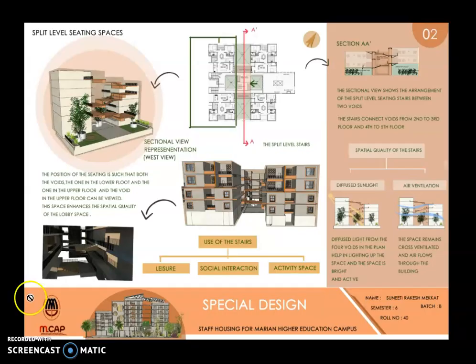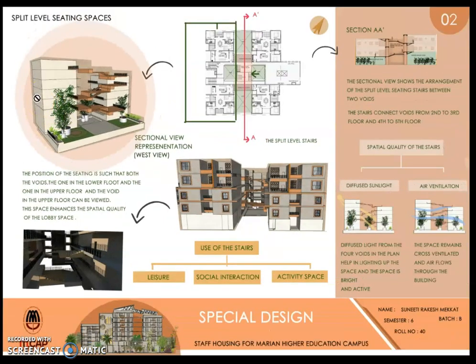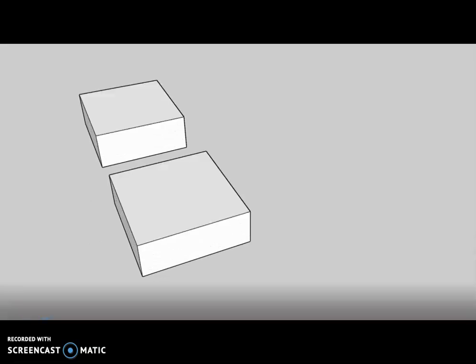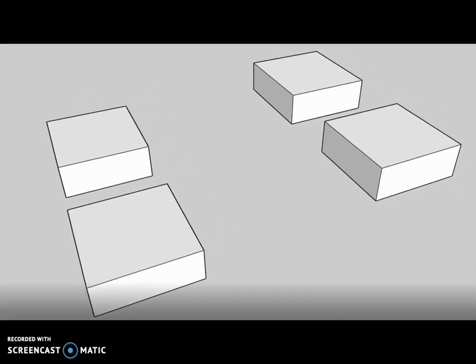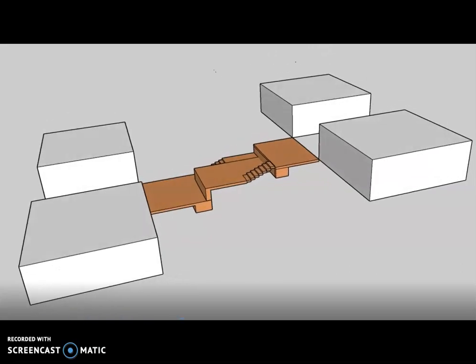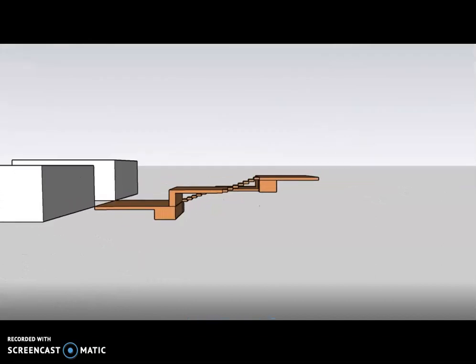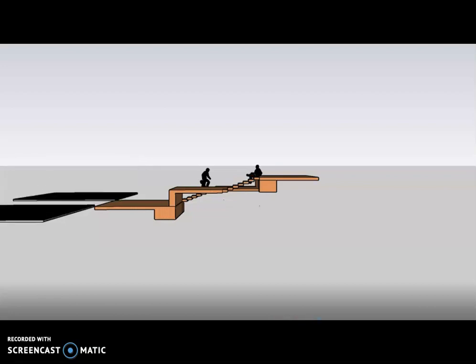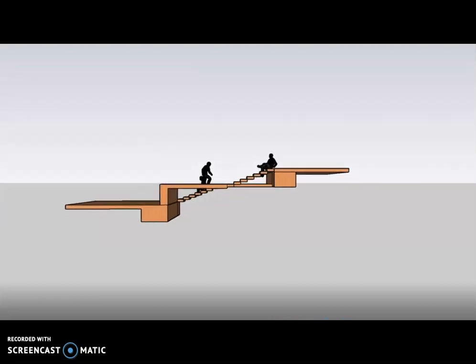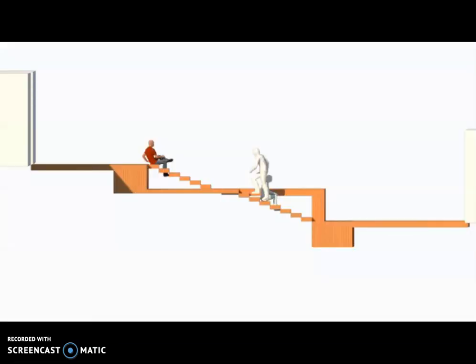between them. My special design topic for this project is split-level seating stairs. As seen earlier, since the voids are placed at different intermediate positions, split-level stairs are designed which connect the voids and let the people from one floor to another communicate. The position of the split level is such that a person standing there can view both the voids.